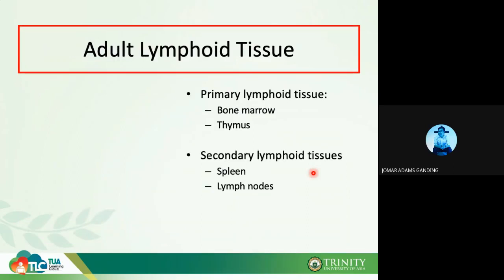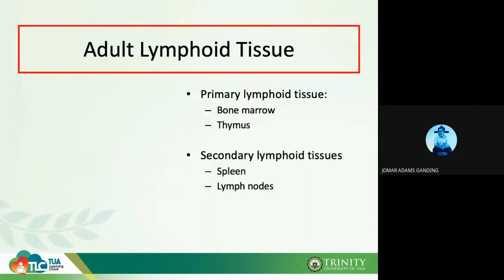Your lymphoid tissues are part of what organ system? Try to recall. Your lymphoid tissues are part of your lymphatic system. It's actually part of your lymphatic system.